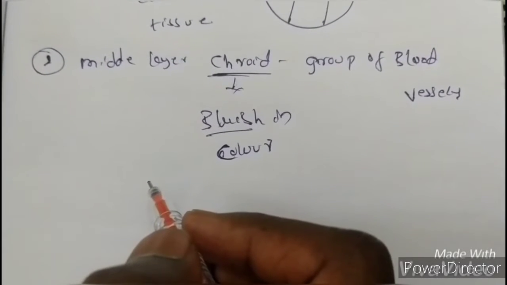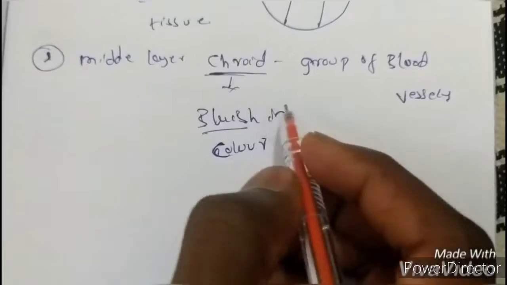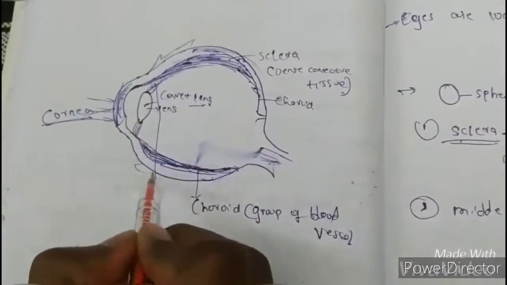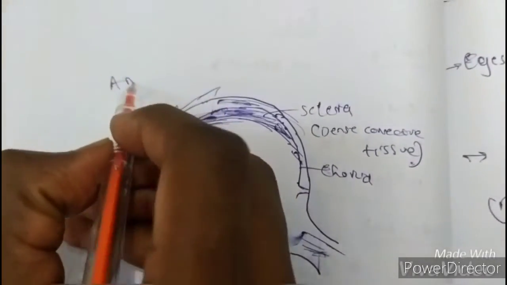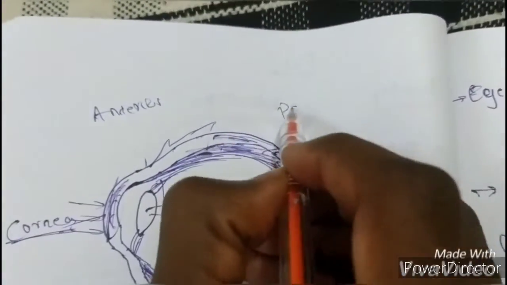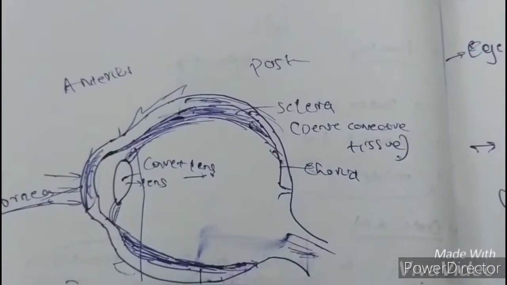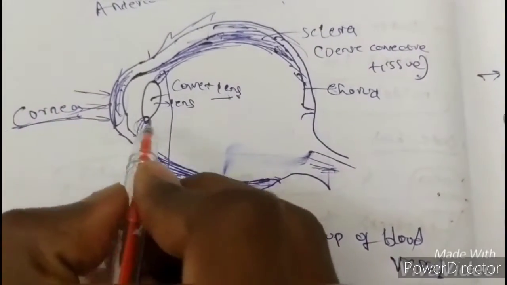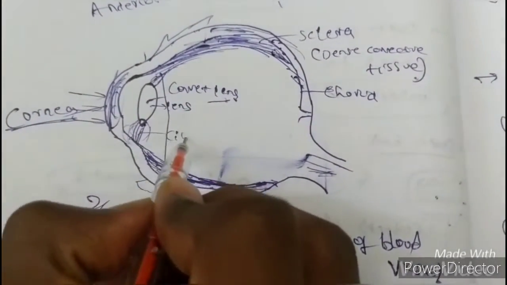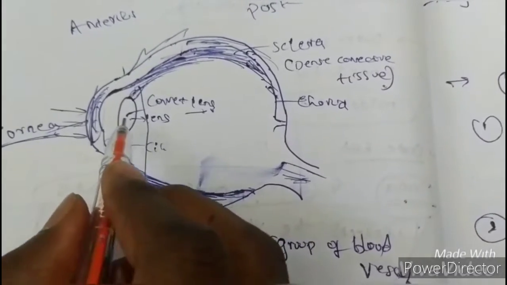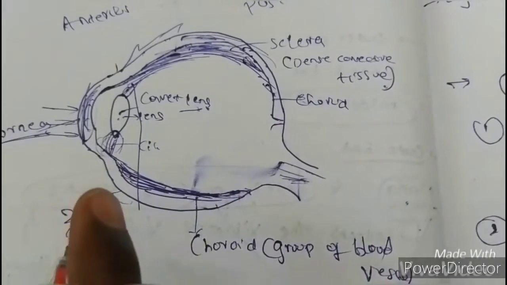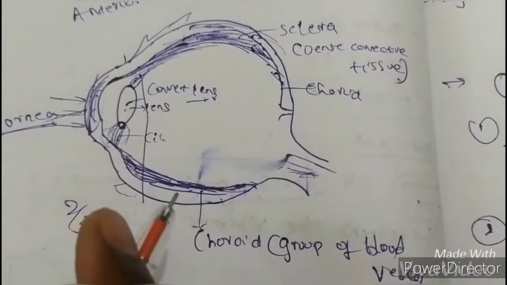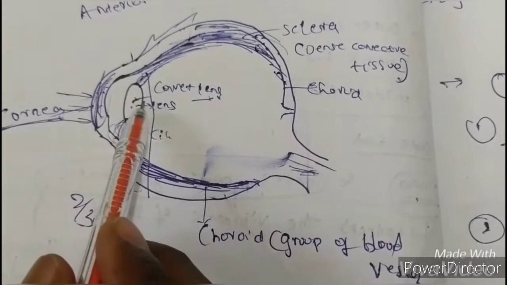The choroid layer is thin over the posterior region, means it is thin here. It becomes thick at the anterior region, about 2/3 of the way, so that it can hold the lens easily. We have ciliary muscles here, which hold this lens. So the choroid becomes thick at the anterior region to hold the lens, forming the ciliary body.